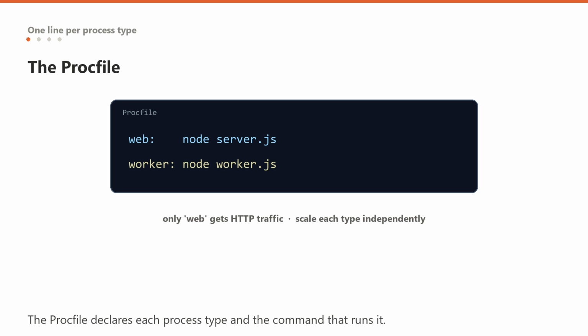The most important is the web process, the command that starts your HTTP server, because only the web process type receives web traffic. You might also declare a worker process for background jobs. Once these are declared, you can scale each process type independently, say, 3 web dynos and 2 worker dynos. The Procfile is how you tell Heroku the shape of your application.